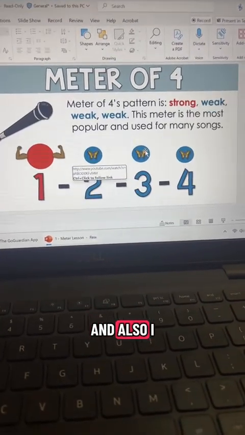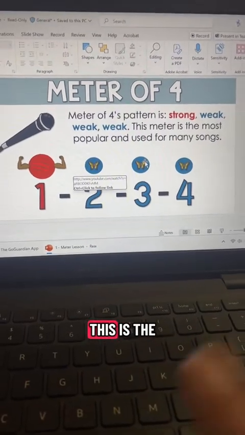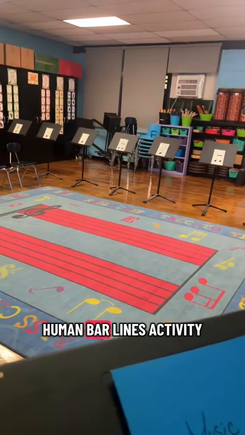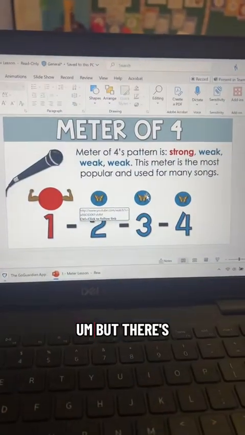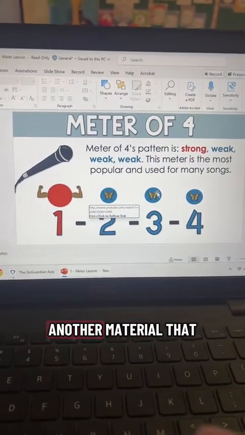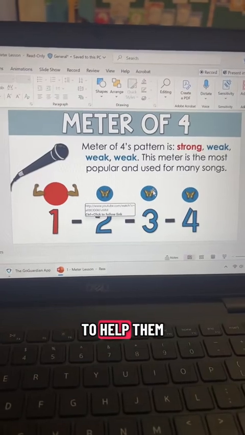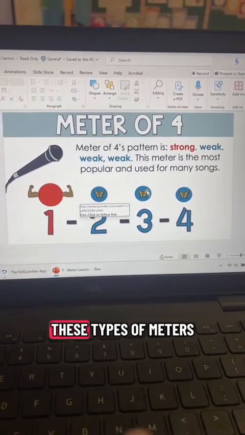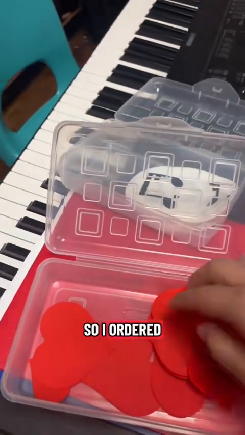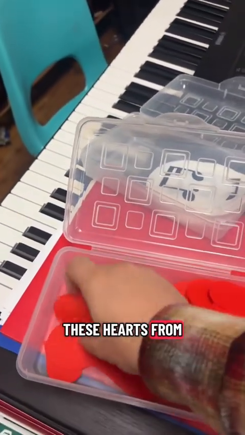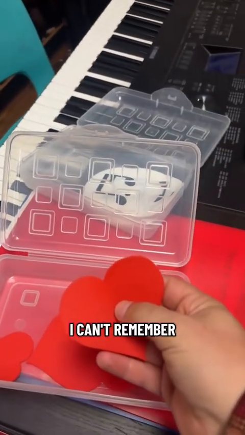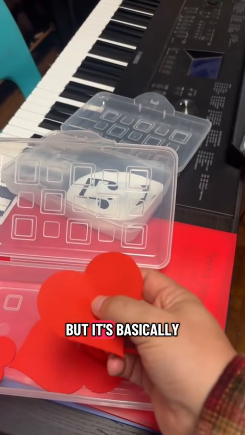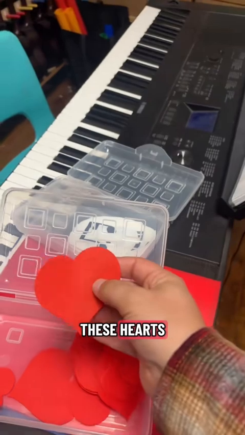And also I have another resource. This is the same resource that I got the Human Bar Lines activity. But there's another material that I like to use to help them identify those strong and weak beats as a review of these types of meters. So I ordered these hearts from, I can't remember the website, but it's basically these hearts.